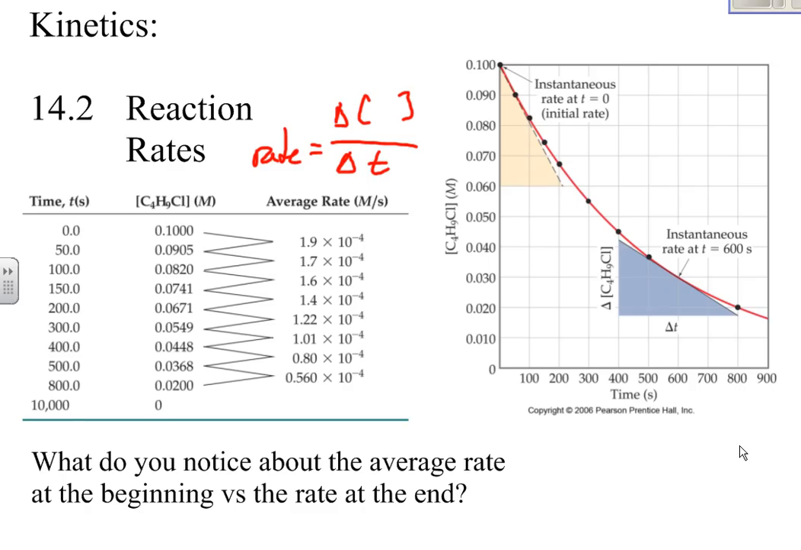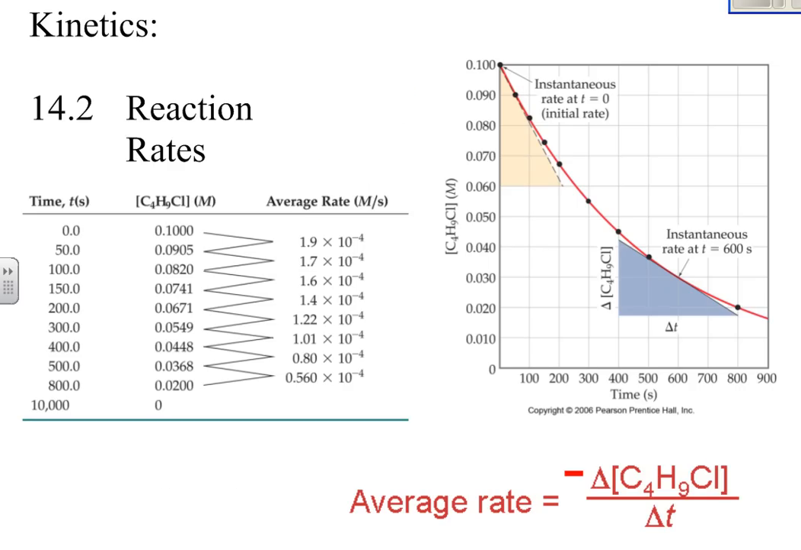decreases over time. One of the things that we'll do when we start doing experiments with this and getting experimental data, the best indication of a rate of a reaction is the instantaneous rate right at the beginning. All right, we oftentimes call that the initial rate, or the rate at time t equals 0. Okay, so again, our average rate is given down here.